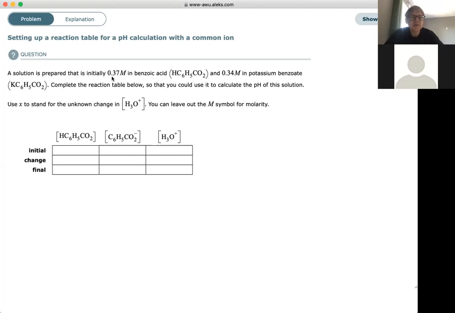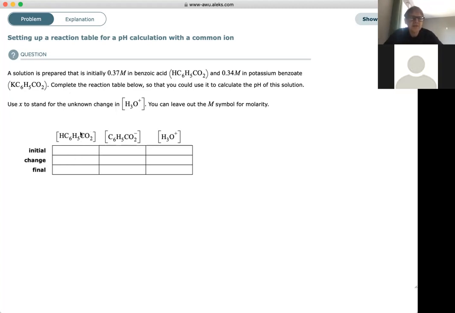A solution is prepared that is initially 0.37 molar benzoic acid. So HC6H5CO2 is benzoic acid. And 0.34 molar in potassium benzoate, which is KC6H5CO2. Complete the reaction table below so that you could use it to calculate the pH of this solution. Use X to stand for the unknown change in the concentration of H3O plus, and you can leave out the symbol of capital M for molarity. Okay, so we're just going to go ahead and put those numbers in here.